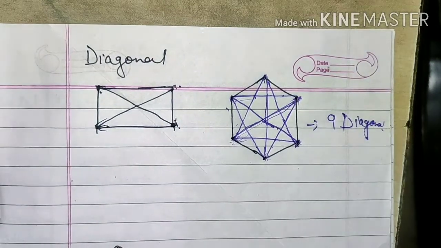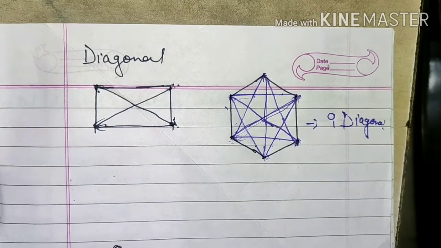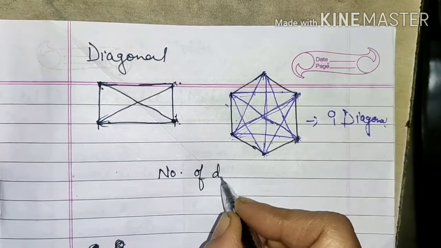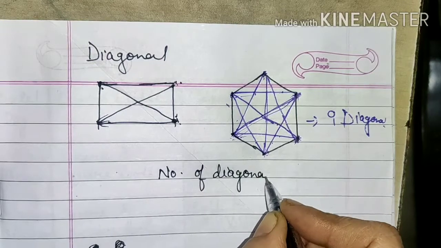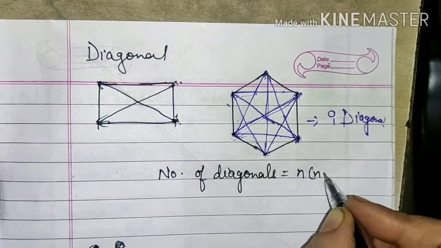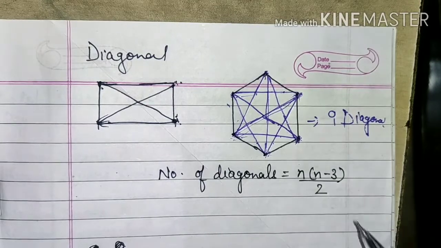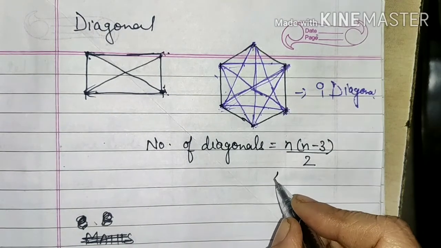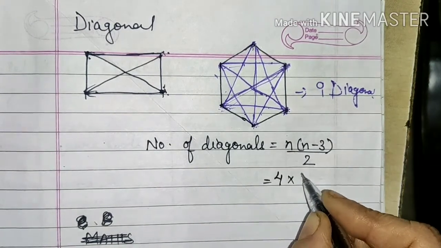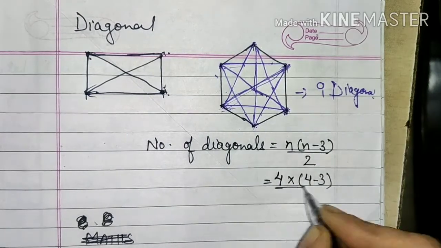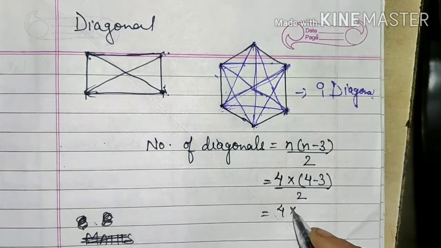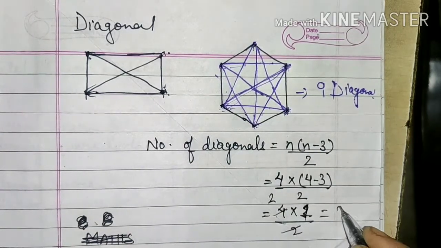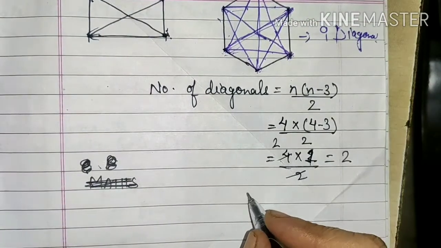So we have a formula for finding the number of diagonals: the number of diagonals is equal to n times (n minus 3) upon 2. N means the number of sides. If we have 4 sides, a quadrilateral, in place of n we write 4 times (4 minus 3) upon 2. So what will be our answer? 4 into 1 upon 2, that means 2. So diagonals are 2.